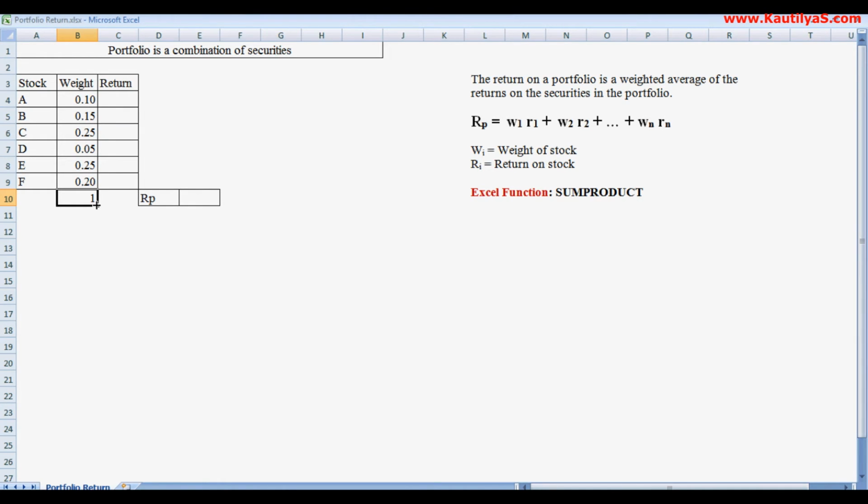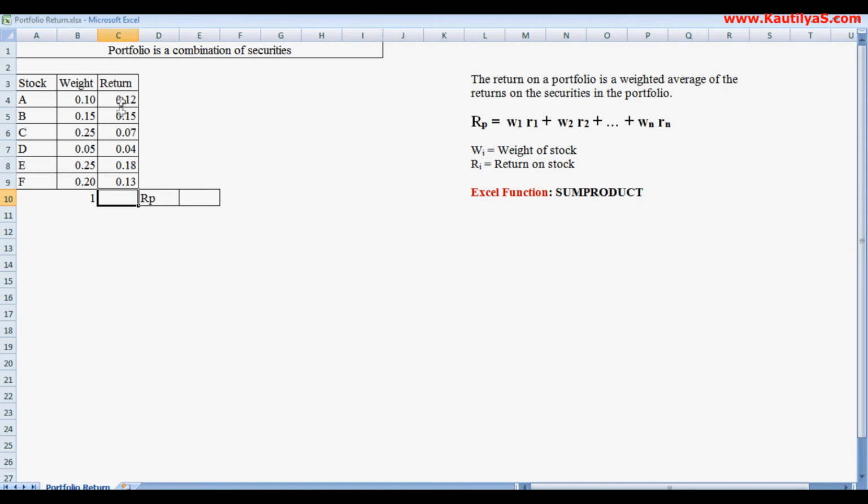Mutual fund companies, in their case, the portfolio weight will be less than 1 because they hold a certain amount as cash. And next we see, suppose stock A yields a return of 12%, stock B yields a return of 15%, stock C yields a return of 7%, stock D yields a return of 4%, and stock E yields a return of 18%, and stock F yields a return of 13%.